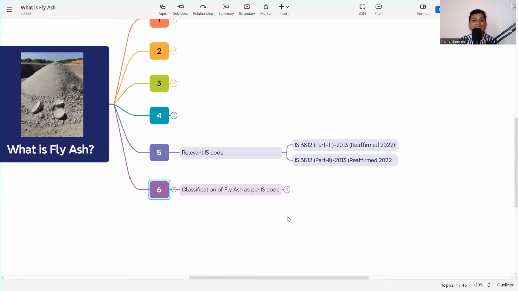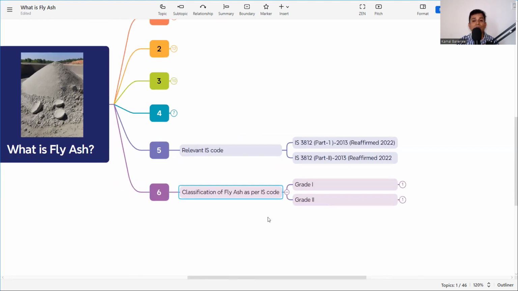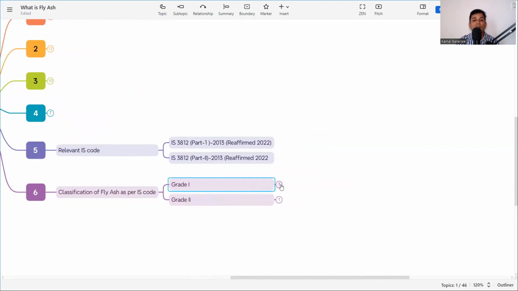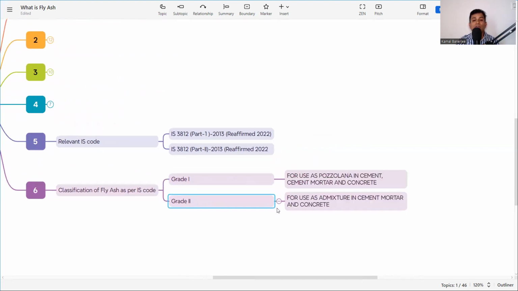The next is, what is the classification of fly ash as per IS code? It is classified into two grades, grade 1 and grade 2. Grade 1 is classified in IS 3812 part 1, and grade 2 is classified in IS 3812 part 2. So what are grade 1 and grade 2? Grade 1 is for use as a pozzolana in cement mortar and concrete. So in grade 1, fly ash should be used as a pozzolana in cement mortar and concrete.